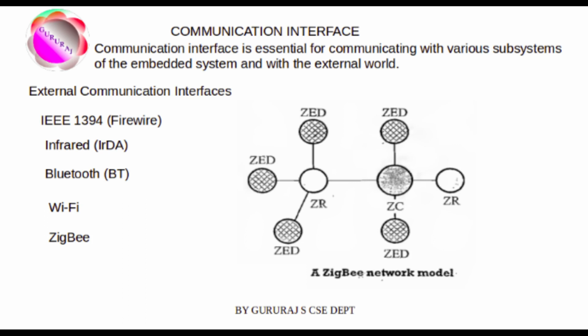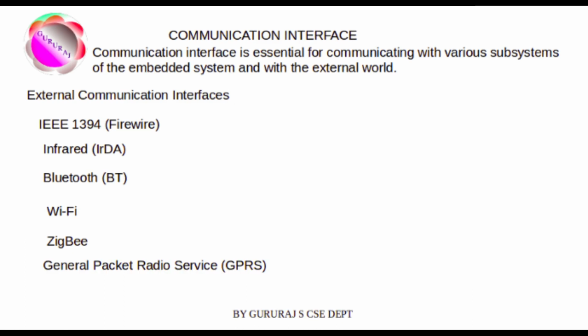Next external communication interface is GPRS, General Packet Radio Service. The General Packet Radio Service is a communication technique for transferring data over a mobile communication network like GSM. The data is sent as packets in GPRS communication. The transmitting device splits the data into several related packets. At the receiving end, the data is reconstructed by combining the received data packets.